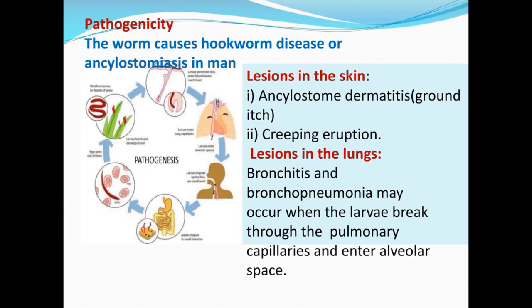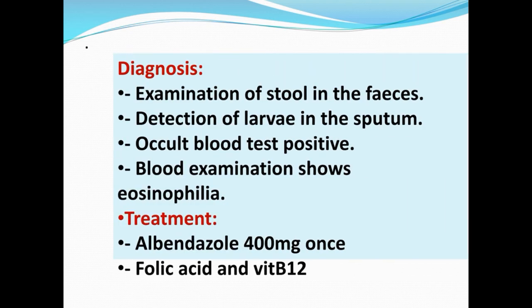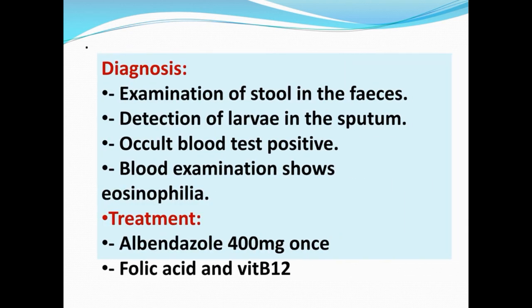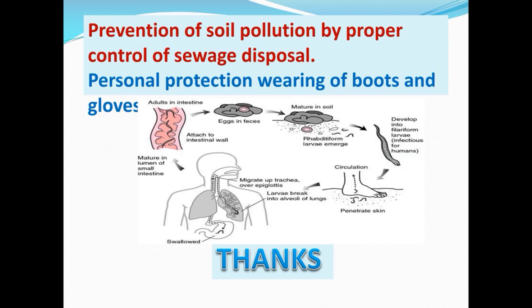Diagnosis: examination of stool for eggs, detection of larva in the sputum, occult blood test positive, and blood examination showing eosinophilia. Treatment: albendazole 400 mg once, and folic acid and vitamin B12. Prevention: prevention of soil pollution by proper control of sewage disposal, and personal protection; wearing boots and gloves is very important for preventing the spread of this disease to human beings.